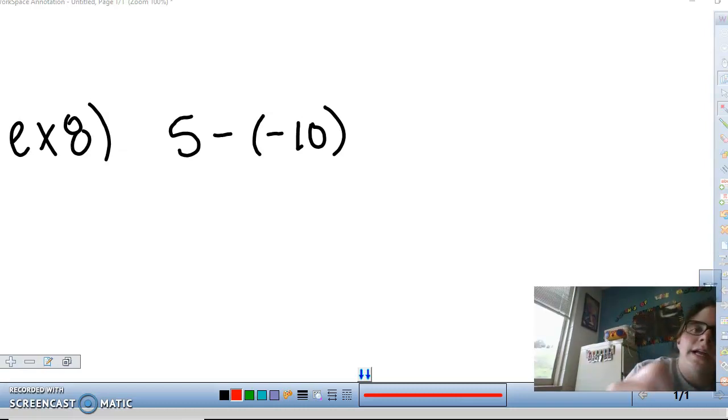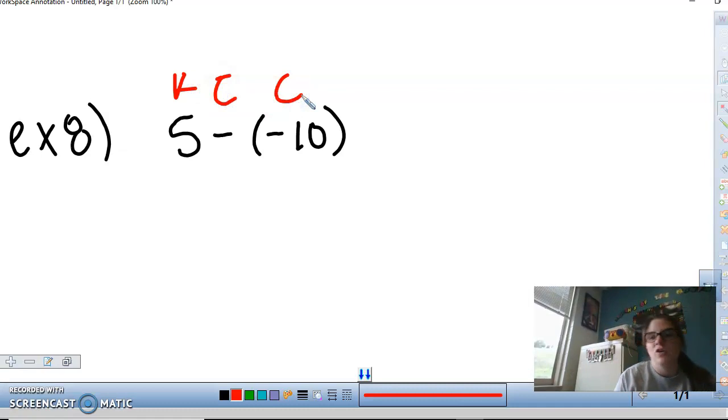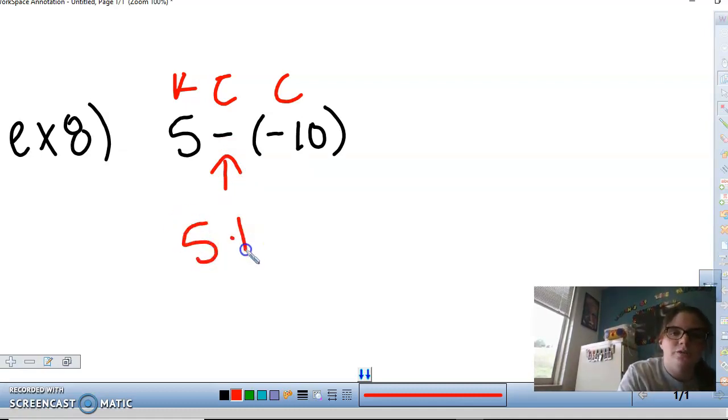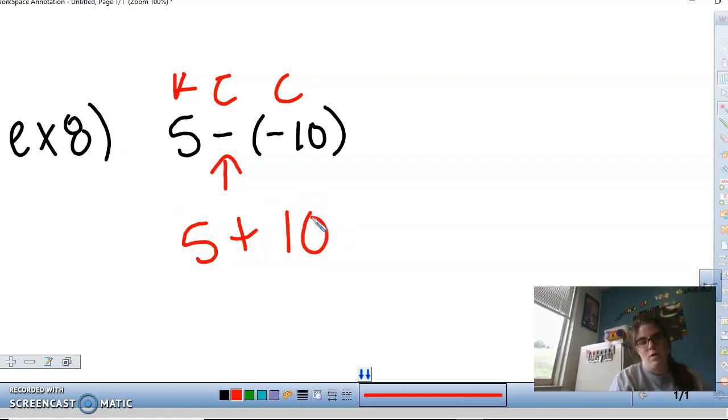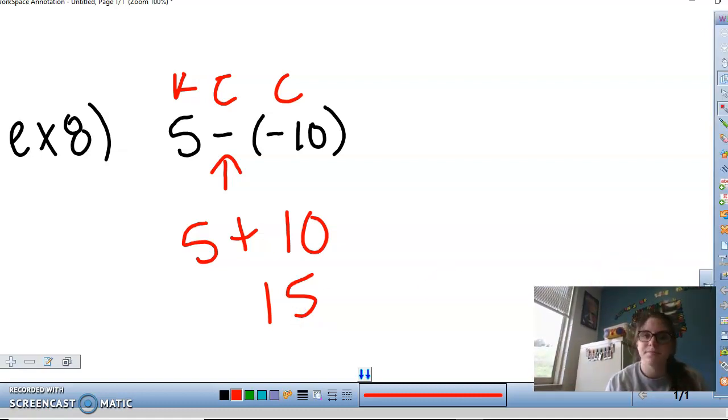So for this one, I have keep, change, change, since it's subtraction. To know if it's a subtraction or addition, just look at that sign in the middle, and you'll see that this is subtracting. So I'm going to keep the 5 the same, change this to addition, and change this to be a positive 10. Well, we all know what 5 plus 10 is. It is 15. And you know that because they're the same sign, so we add, and they're both positive, so we keep the sign, which would be 15, positive.